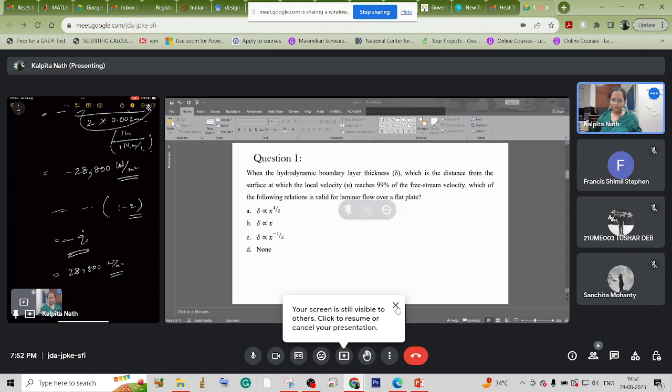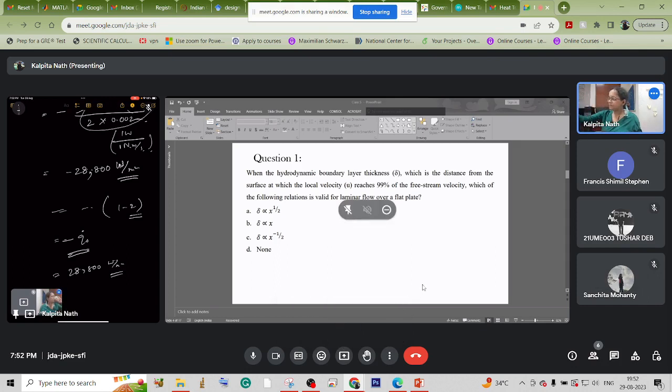Have you solved it? Option C. No, no. Check once where you have gone wrong. You tell me what you're doing. Which equation are you using? Delta equals 5 divided by Re x to the power... Oh, wait. Yes, it will be 5x, right? Yes, ma'am, because it is delta upon x. Yeah, there is where you have gone wrong. It will be proportional to x to the power half. Yeah, correct. Okay, so let us solve this now.